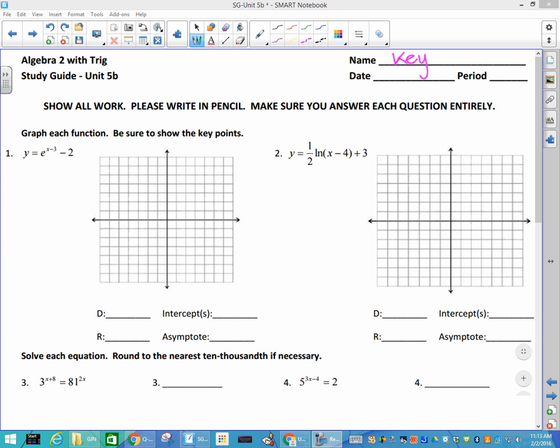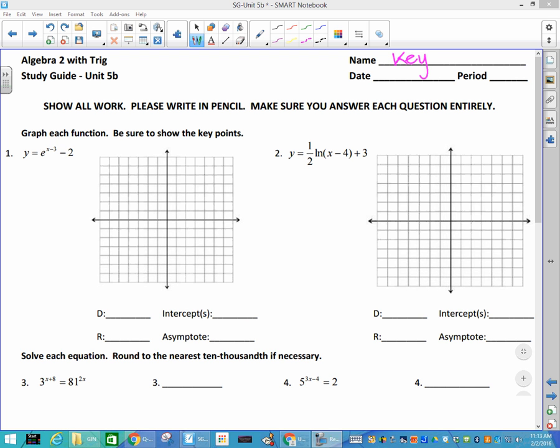Okay, this is our study guide for the second half of Unit 5, which means 5B. I will be going over all the questions of our study guide and reminding you of things that you need to do on the test. So check yourself when you're going over it to see how you answered the question. And if your answers are different and you don't understand what you did, you can email me or come see me.